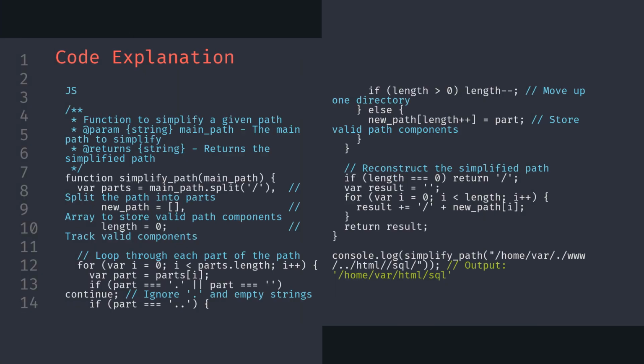This program simplifies the path in a few main steps. First, we split the input path into components using slash. Second, we loop through each part. Third, we ignore a dot and empty paths. Fourth, we remove the previous directory when encountering two dots. Otherwise, add valid paths to a new array. Finally, reconstruct the simplified path by joining the valid components.